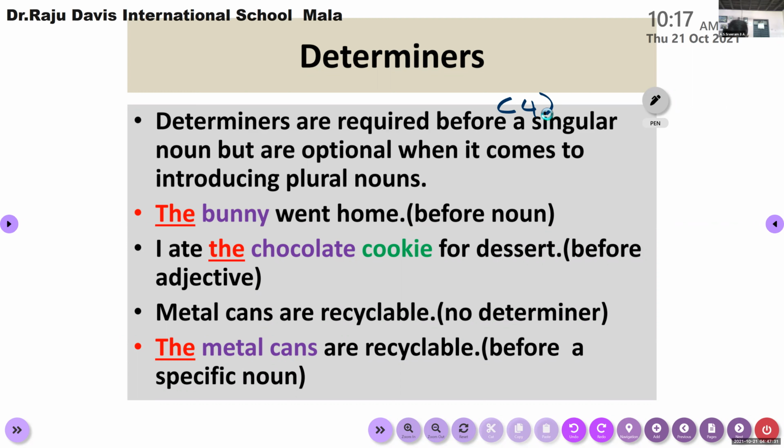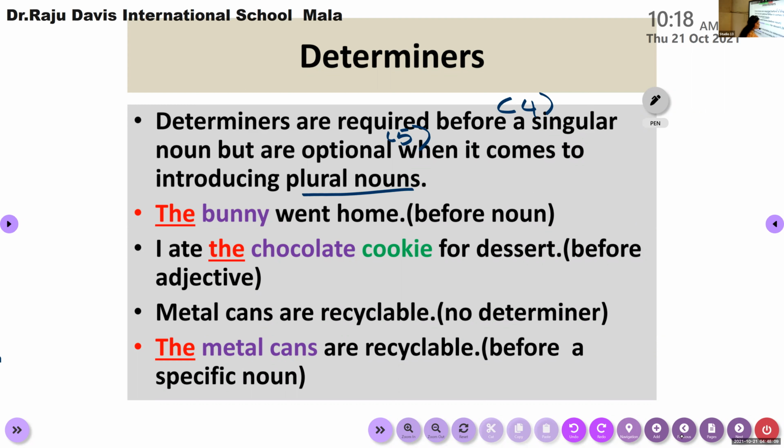Okay. And the 5th point is, but they are optional when it comes to introducing a plural noun. So you have 5 points that should be in your mind when you think about a determiner. Point number 4, determiners are required, it is a must that you use a determiner before a singular noun. But these are optional for plural nouns: as you wish, if you want to use it, you use it, otherwise you need not. These are the 5 points.